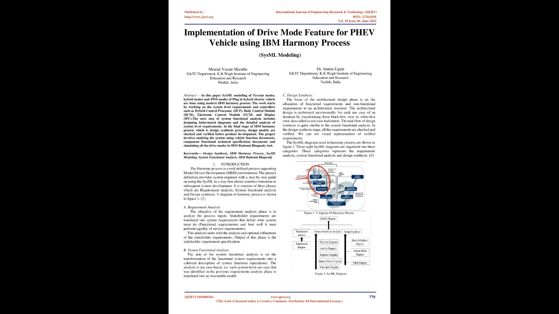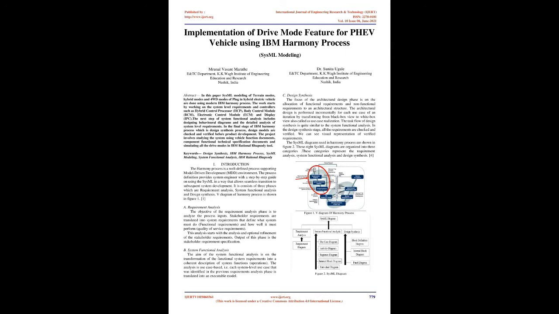Introduction. The Harmony process is a well-defined process supporting the model-driven development, MDD, environment. The process definition provides the system engineer with a step-by-step guide on using SysML in a way that allows seamless transition to subsequent system development. It consists of three phases, which are requirement analysis, system functional analysis, and design synthesis. The diagram of the Harmony process is shown in Figure 1.